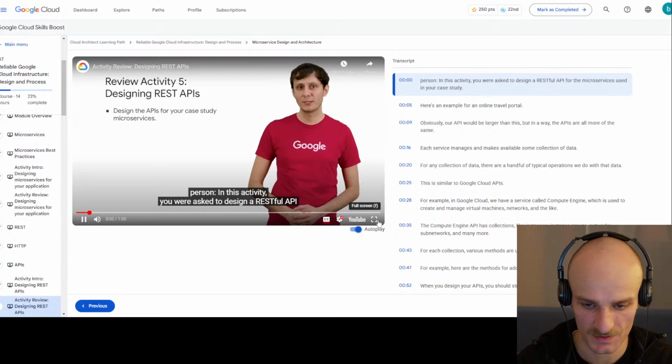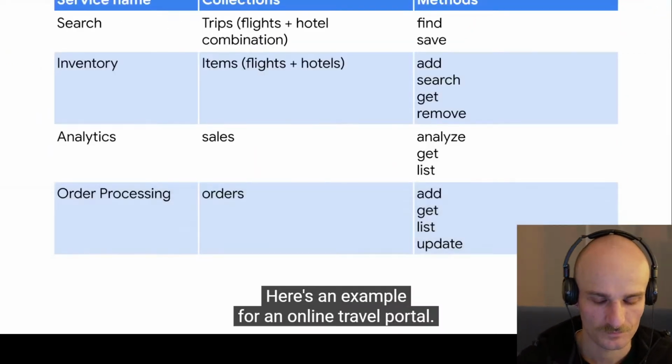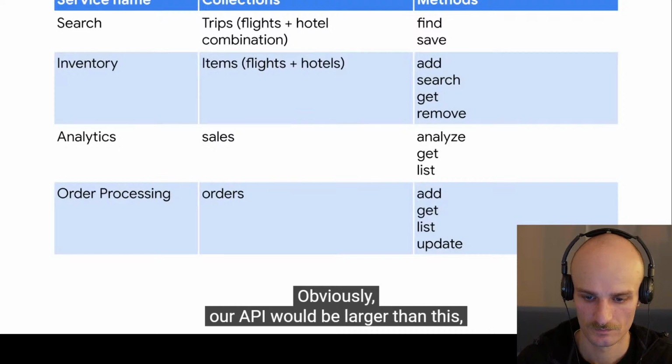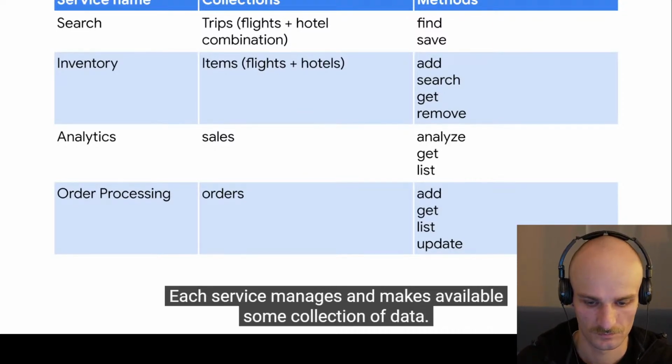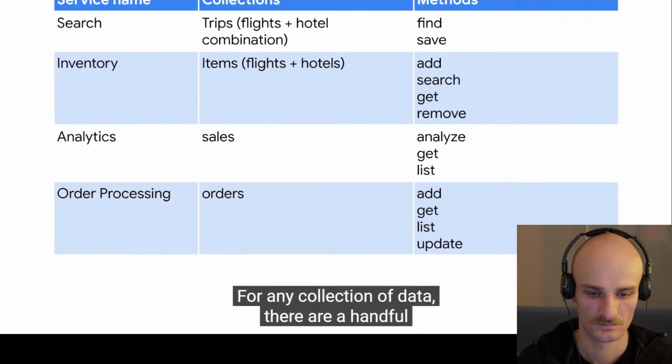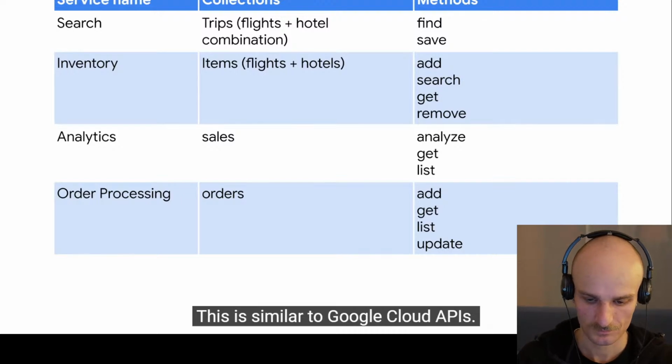We accept it. RESTful API for the microservices used in your case study. Here's an example for our online travel portal. Obviously, our API would be larger than this, but in a way, the APIs are all more of the same. Each service manages and makes available some collection of data. For any collection of data, there are a handful of typical operations we do with that data. This is similar to Google Cloud APIs.